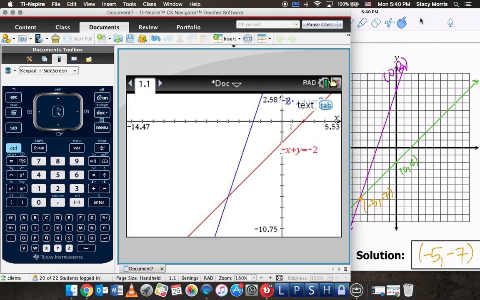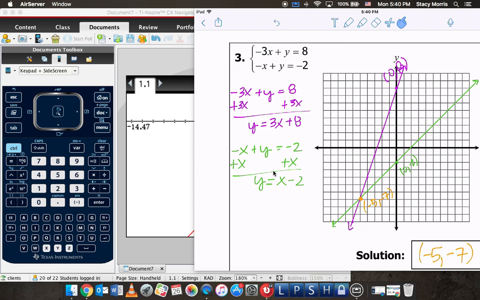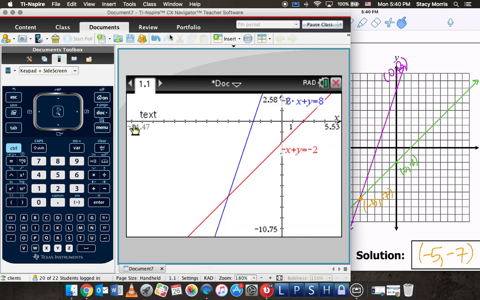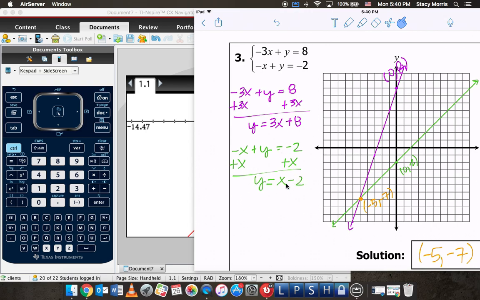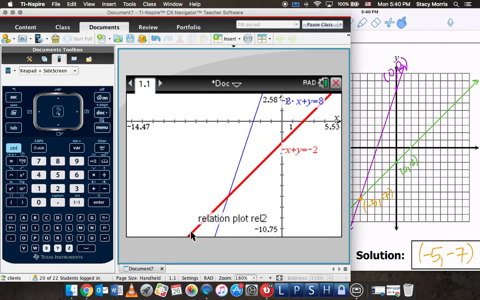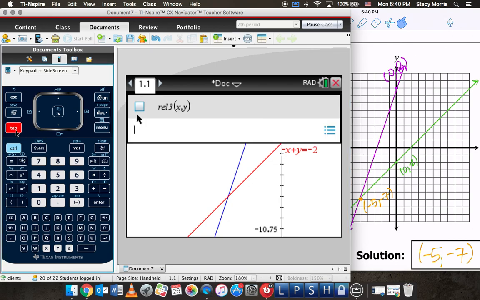If you wanted to just confirm that your math right here was correct, because you should definitely be able to do this, you could graph both of those lines also. What you should see happen is this purple line, y equals 3x plus 8, should line up perfectly with this blue line, because the blue line was the first one we did. The green line, y equals x minus 2, should line up with the red line on my calculator. So I'll show you that real quick.